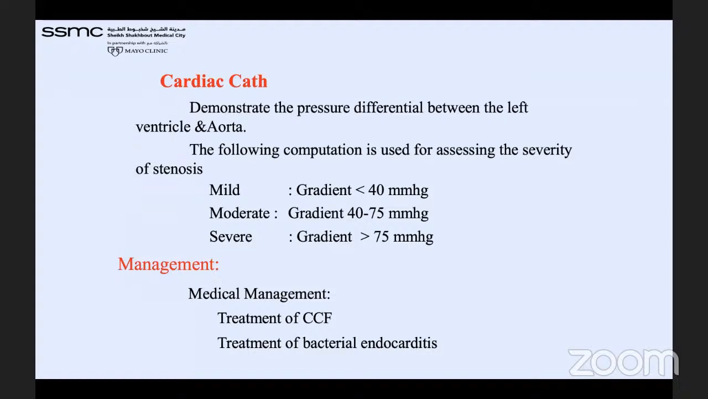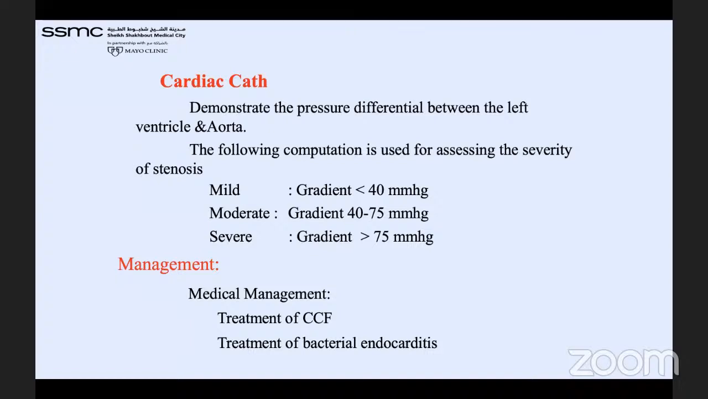Okay. Cardiac cath also demonstrates the pressure difference between the left ventricle and the aorta, and this gives the severity. A gradient means the difference between the two. If the gradient between the left ventricle and the aorta is less than 40, it is mild. Moderate is 40 to 75, and severe is more than 75 mmHg. So these are the three severities at cardiac catheterization. Medical management is again the same treatment of congestive cardiac failure if it is happening.